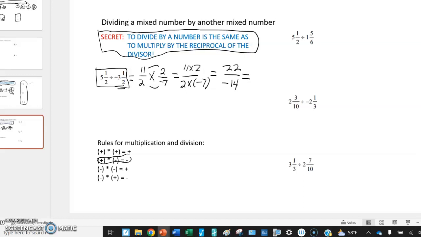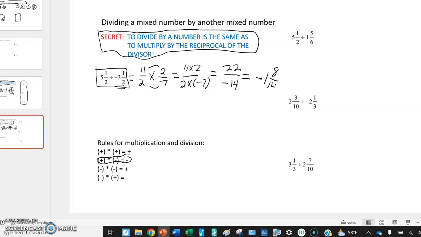The rule for multiplication and division is the same. So positive 22 divided by negative 14, we will have a negative number. 14 goes into 22 one time. And the remainder is what? 8, is it? Yes, 8. 22 minus 14 is 8. So negative 1 and 8 over 14.